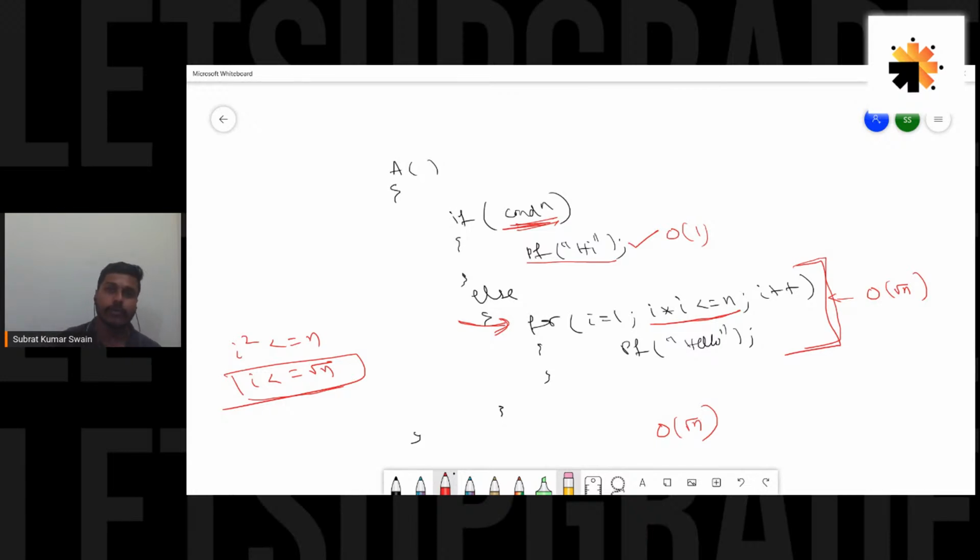We will always go for the worst case, guys. Even if you have some statement here, printf hello, this would take big O of 1. So which is greater actually, this one or this one? Big O of root n, obviously. We'll go for big O of root n, whichever is higher in the worst case time complexity. I hope you followed this.